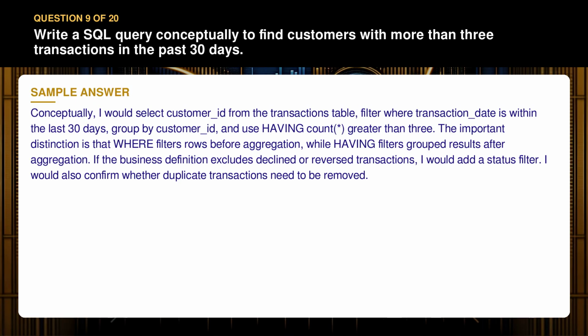The important distinction is that where filters rows before aggregation, while having filters grouped results after aggregation. If the business definition excludes declined or reversed transactions, I would add a status filter. I would also confirm whether duplicate transactions need to be removed.